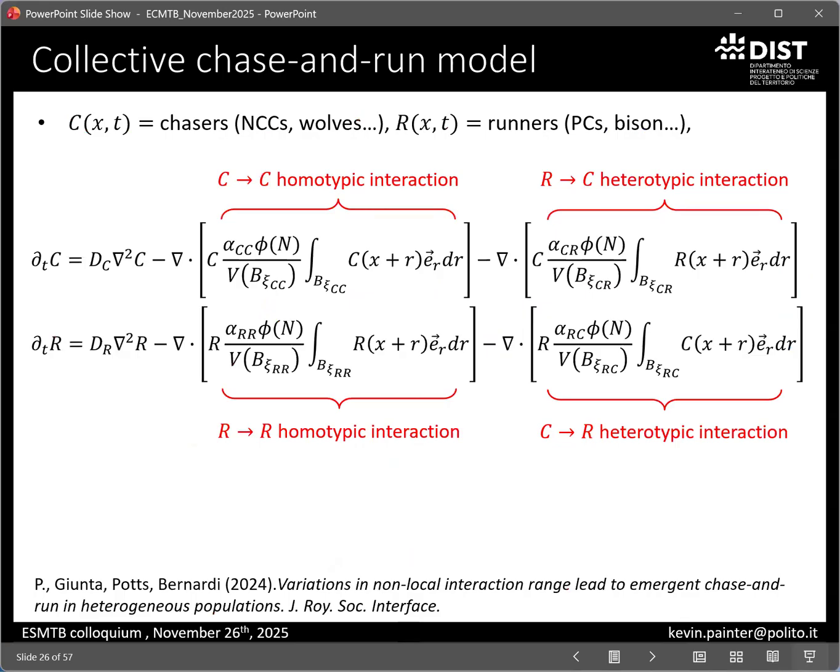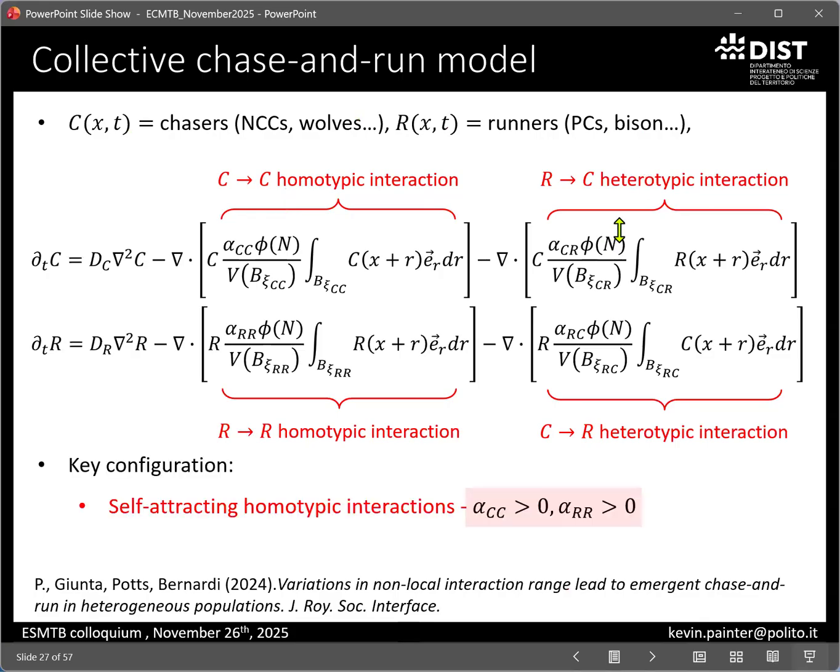So we came up with a model for this, and this is work with Valeria Junta, Sada Bernardi, and Jonathan Potts, that appeared last year in Interface. It's basically the same non-local advection diffusion model that we considered earlier, where you have the various interactions between self interactions and cross interactions between the populations.